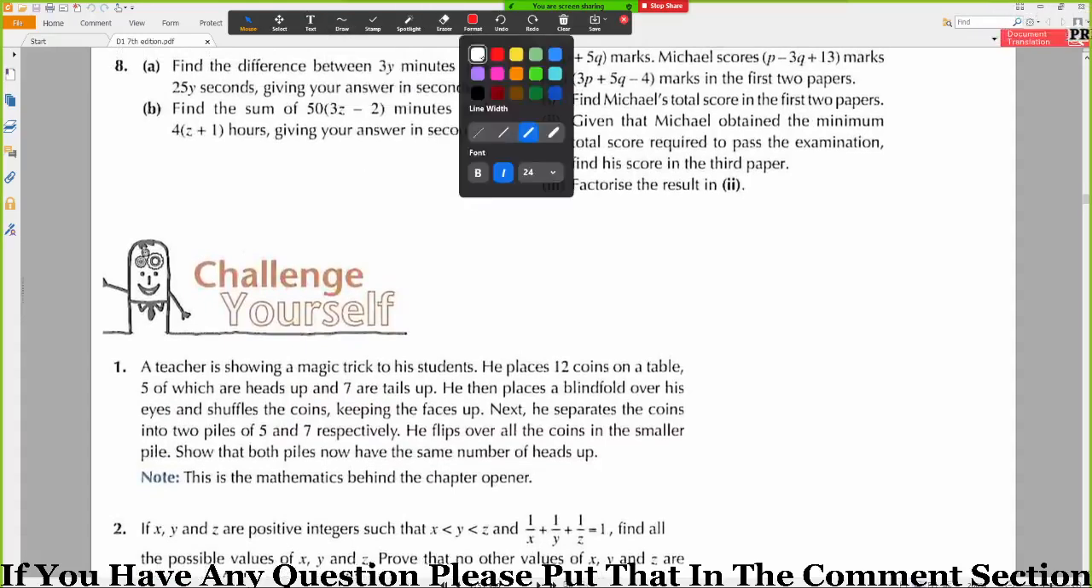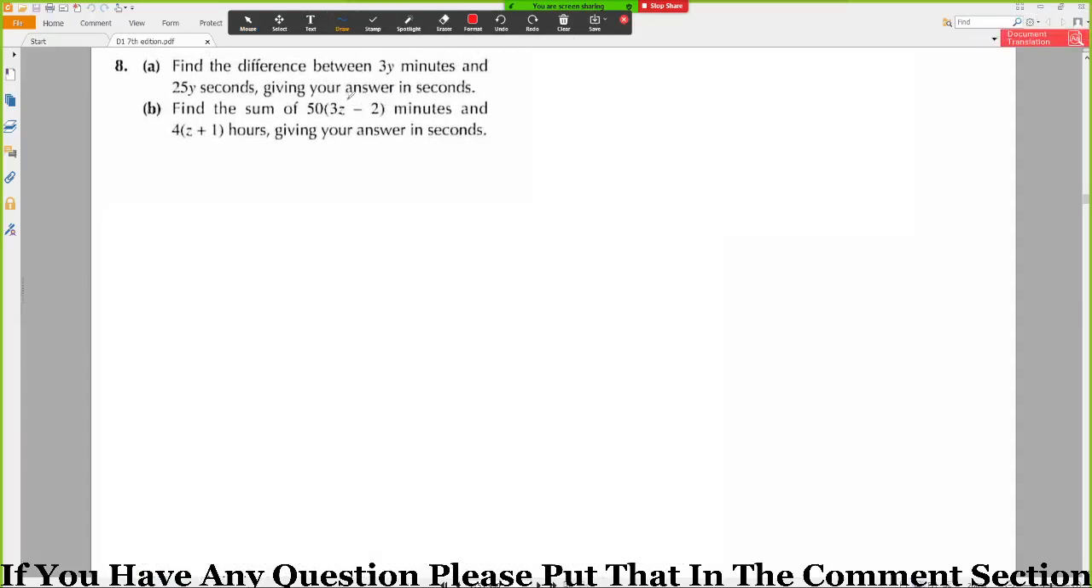Okay, question number 8. Read this question. We need to find the difference between, this is easy, what will we do? 180 minus 25. Why 180? 3 times 60. Yes, so that should be 180y minus 25y. So that should be the answer, right?